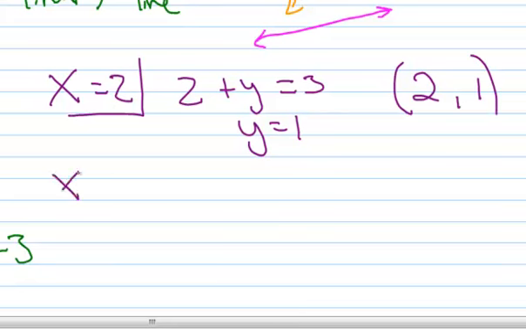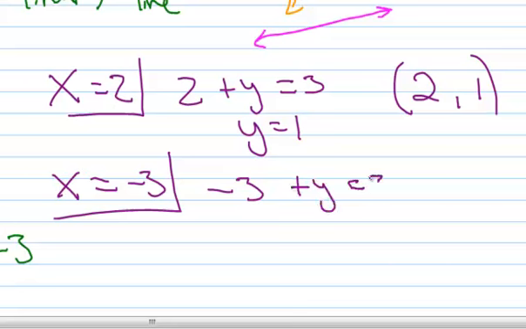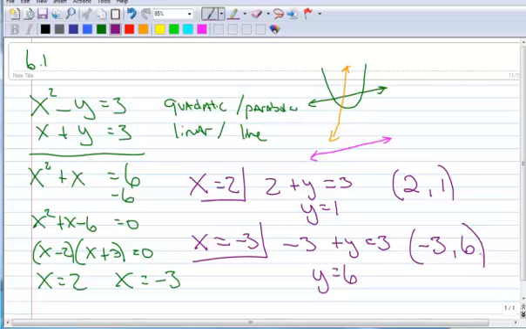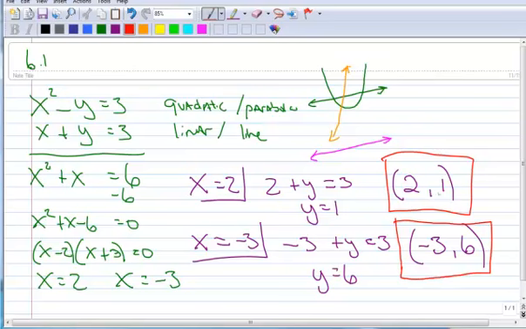And then let's take the other one, x equals negative 3, and solve for y. So we have negative 3 plus y equals 3. We add 3 to both sides. We get y equals 6. There's my second solution, negative 3, 6. So there's two solutions to this problem. And see how it's really important that I match them up and make an ordered pair and not just have a list of x's and a list of y's, because they do go together very specifically here.